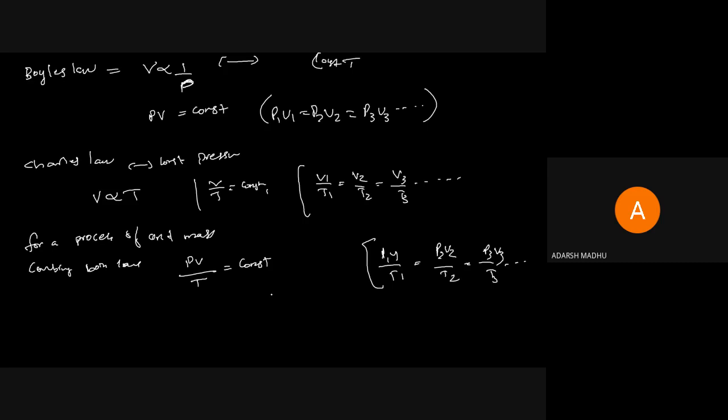So we can write the particular value of the constant as the characteristic gas constant or specific gas constant. PV by T equal to a constant equal to R. That is the specific gas constant, or characteristic gas constant, that is R.